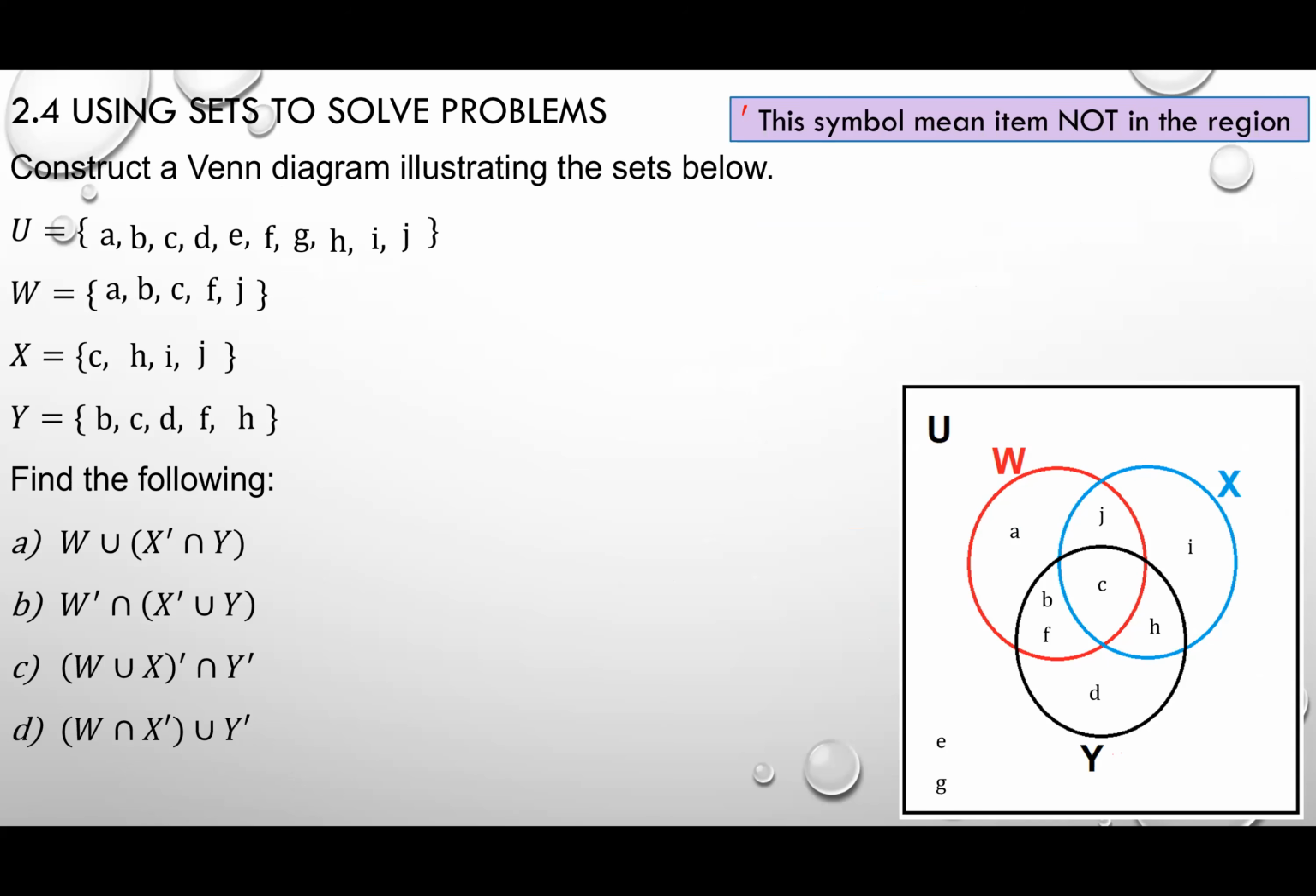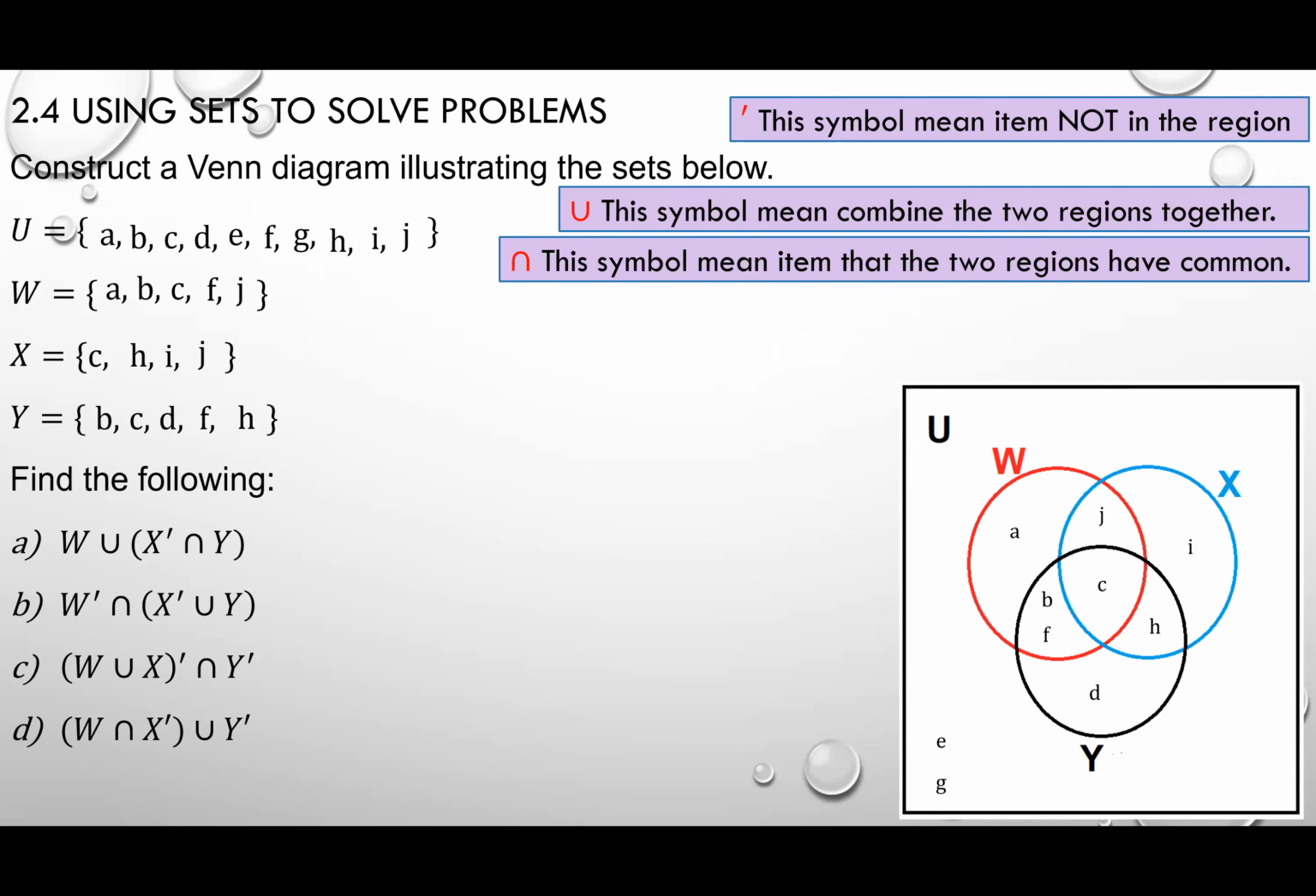And like I mentioned to you guys, we only have these 3 operations. We have only these 3 symbols. If you see the caret sign, or the apostrophe, whatever it is that you see, it just basically tells you, give me the element that is not in the region below. Give me the element that is outside of X, outside of Y, outside of W, outside of the whole item. So whenever you see that apostrophe or the caret sign, that tells you to give me everything else that is not in that region.